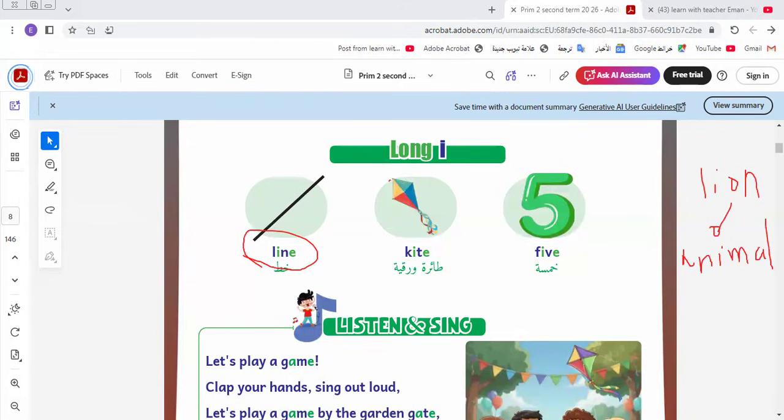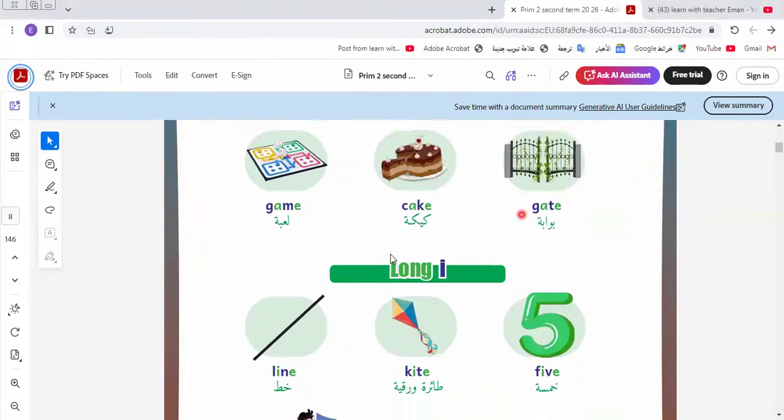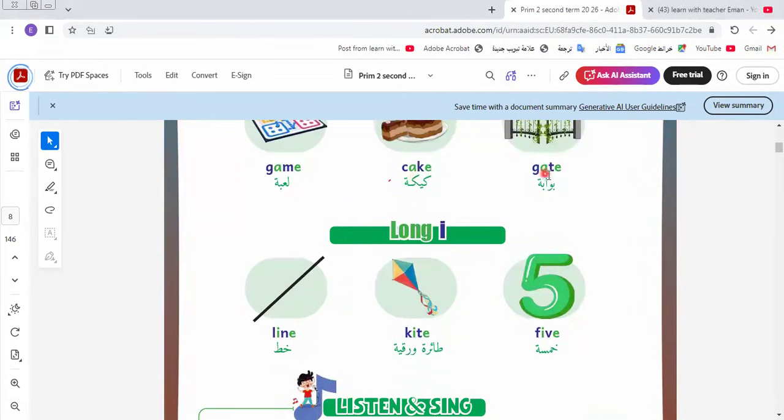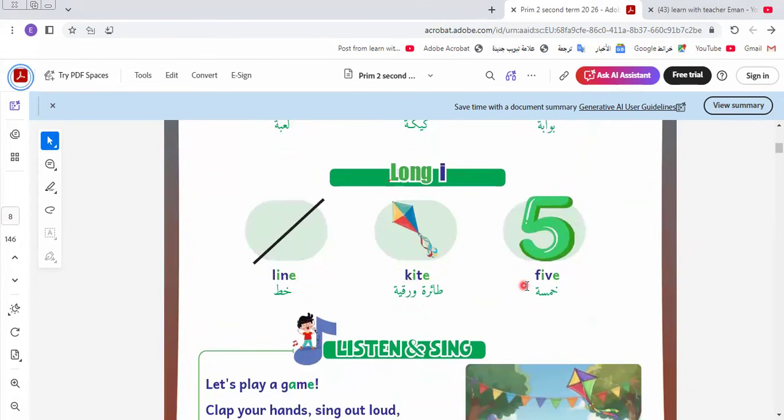So both are pronounced the same, but this one has a meaning and this one has another meaning. Here we have line, kite, and lion. I will repeat the long vowels of letter A and letter I. Here we have game, cake, gate. Here we have lion, kite, 5.